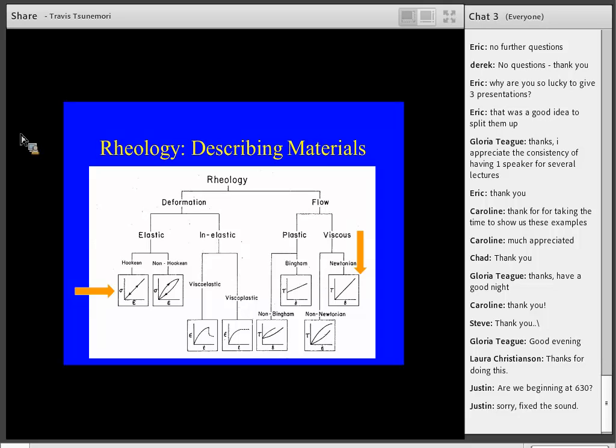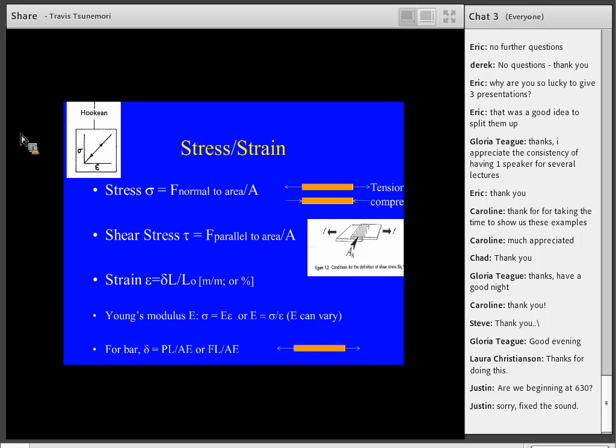This is just sort of describing, wow, there's a lot of different materials, different ways of trying to describe what the materials really do. So again, back at the Hookean classic materials that simply have a linear stress-strain relationship, we have stress versus strain. Stress is force per area, and strain is stretch compared to the original, delta L over L. So these are sort of the classic definitions.